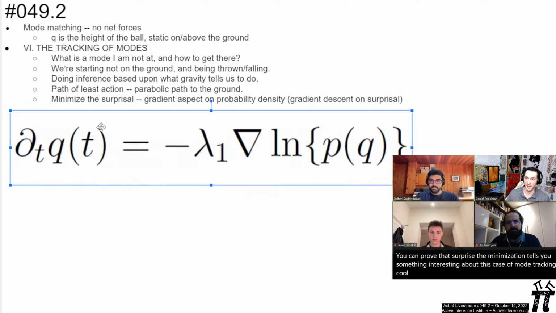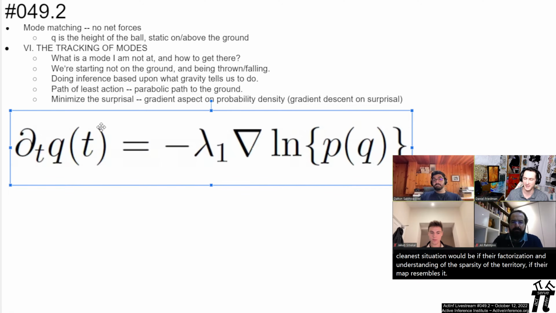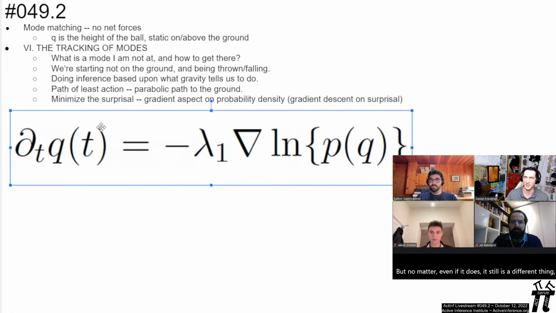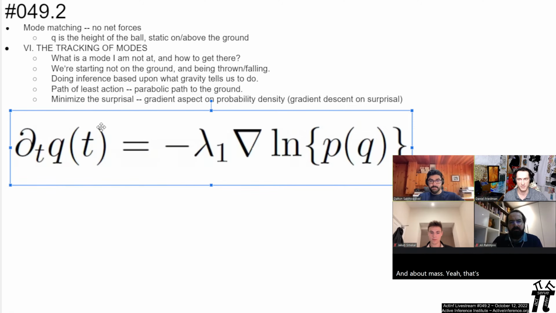Cool. I'm imagining a cognitive entity, a physicist, a Bayesian mechanic, modeling in their perception, implicitly or in their notebook explicitly, the path of a ball. And the cleanest situation would be if their factorization and understanding of the sparsity of the territory, if their map resembles it. But no matter, even if it does, it still is a different thing and will be treated under the Bayesian mechanics as being by and about beliefs rather than by and about mass. Yeah, that's definitely one way of thinking about it.